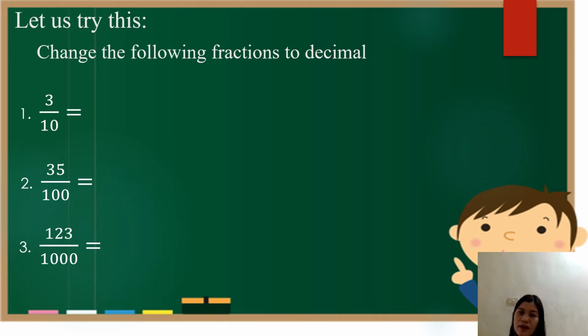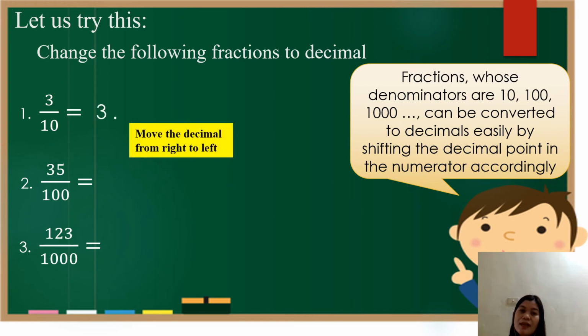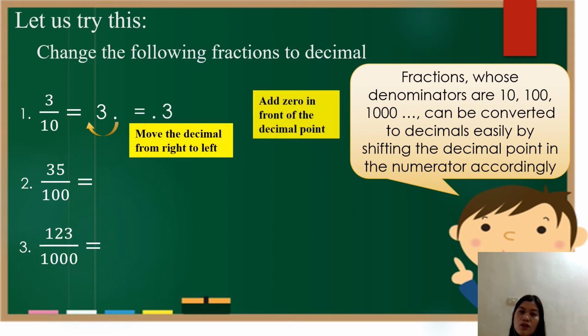So just simply divide 3 divided by 10. Okay, 3/10. So as you can see, class, in this one the denominators have zeros, so you just move the decimal from right to left. Just as the denominator is 10, there is one zero, so you just move one place to the left. Therefore, this is 0.3. You just add 0 in front of the decimal point, and that is 0.3.